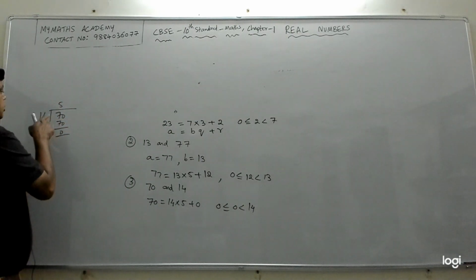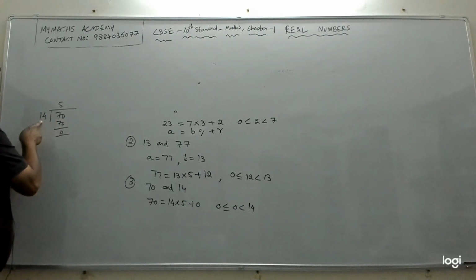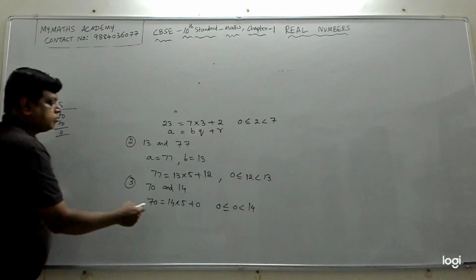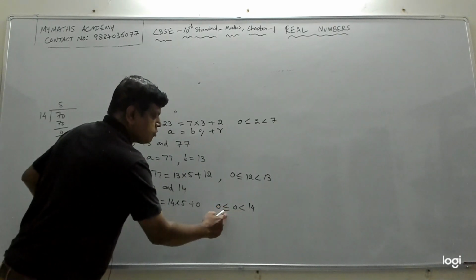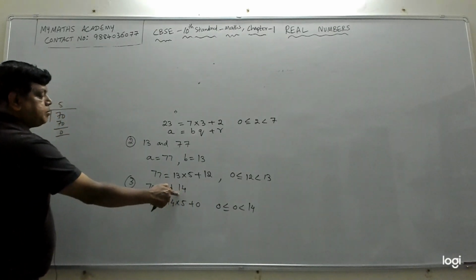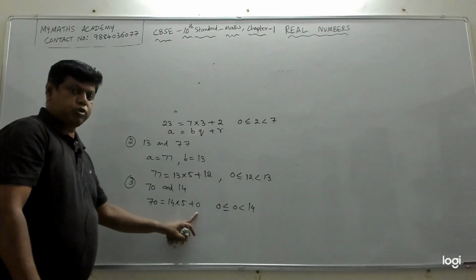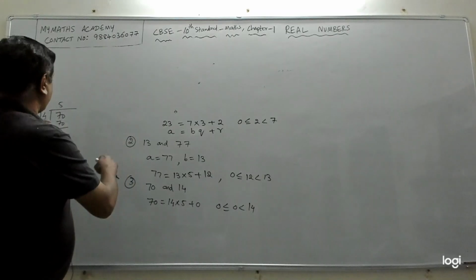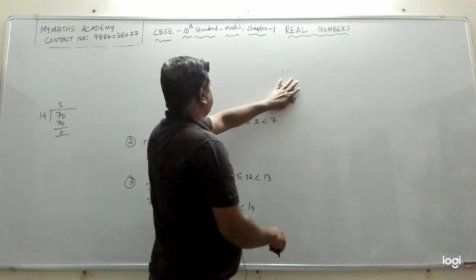Remainder 0. So this is your A, B is 14, Q is 5, R is 0. So your R can be 0. 0 less than or equal to 0 is true, but it should be less than 14, that is B. So you can have 0 also. That is why I wrote this example. Anyway, I hope you are clear with Euclid's division lemma.